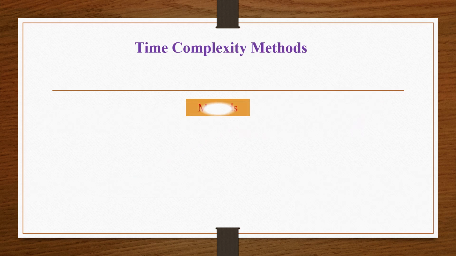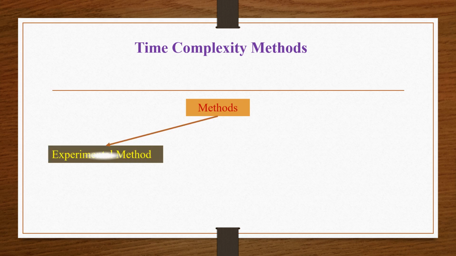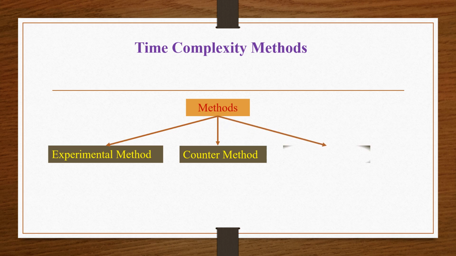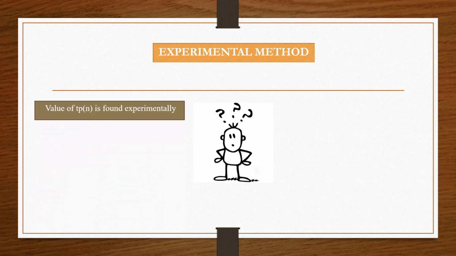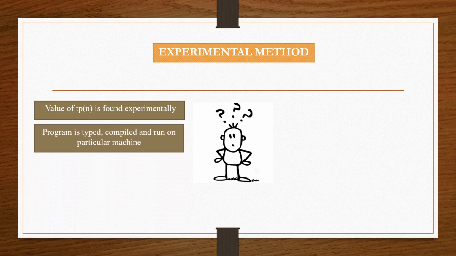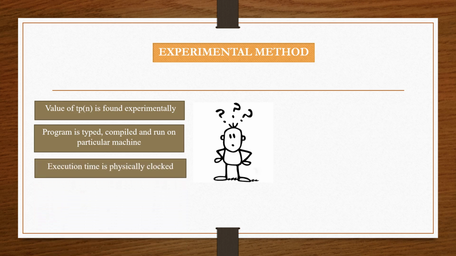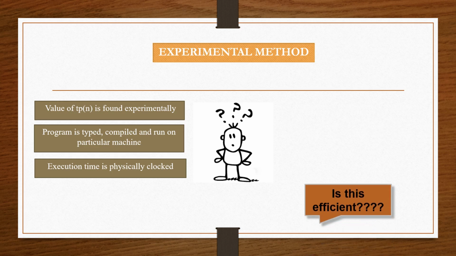There are various methods to calculate the time complexity of an algorithm. Number one is the experimental method. Number two is the counter method. Number three is the tabular method. So what is this experimental method? The value of Tp(n) is found experimentally. That is, the program is typed, compiled and run on a particular machine, and the execution time is physically clocked.